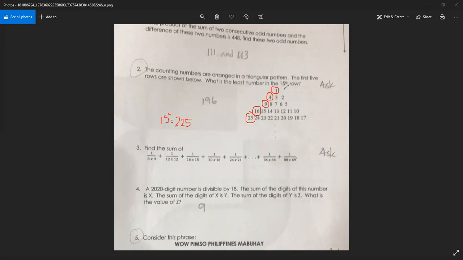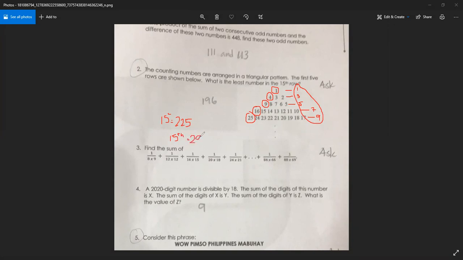The next thing to do here is to subtract a number. For each row, how many numbers? For the first row, there's only one number. For the second row, there are three numbers. For the third row, there are five. For the fourth row, seven. For the fifth row, nine. So if you will notice, these are odd numbers, correct? So we just simply need to identify the 15th odd number. And what is the 15th odd number? The 15th odd number is actually 29.